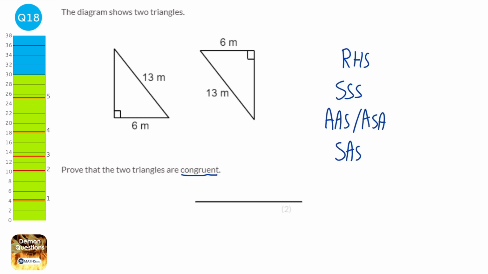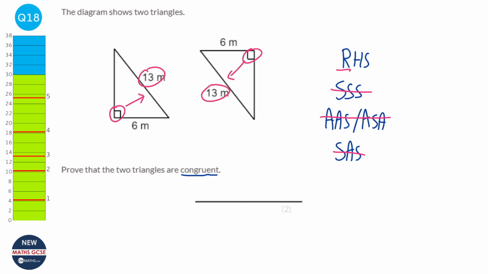In this question, we have a right angle. We only have two sides, so we can cross this one out. And if you look, the two sides are next to each other, then the angle. So it's ASS or SSA. So these don't really fit. But the angle is a right angle. So we've got a right angle on both of them. We have the hypotenuse, and we have a different side that are all equal. So the proof here is RHS.